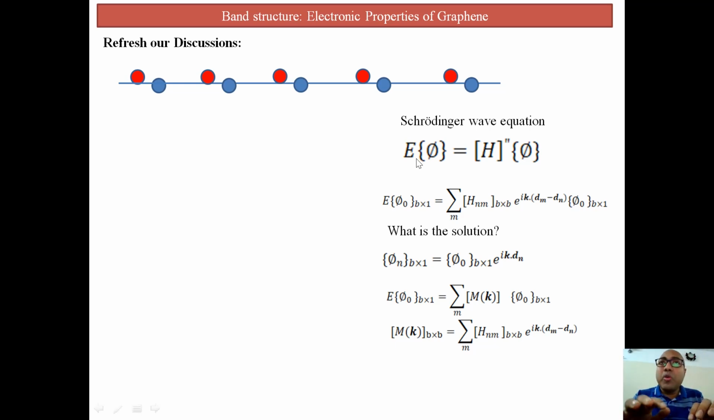So what is the method that we normally follow? This is my Schrodinger wave expression, E phi is equal to H phi, and we need to find the proper eigenvalues of this matrix expression. To find them, I need to know each component of this H matrix, the Hamiltonian matrix.